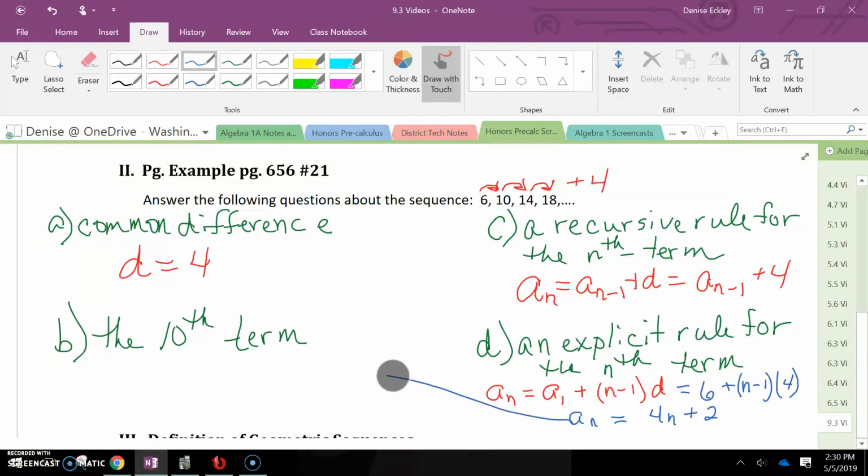So I'm going to use this rule to find my 10th term, because now n equals 10. So a sub 10 is going to equal 4 times 10 plus 2, which is 42.